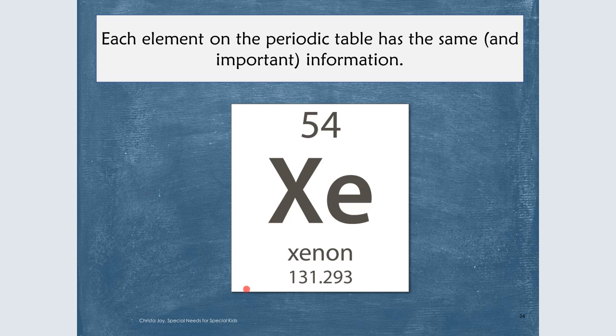Okay, so let's look at the chemical symbols that the periodic table has in them and the important information on them. I'm going to move this up here so I can see it better. If you'll notice, each element has a chemical symbol.